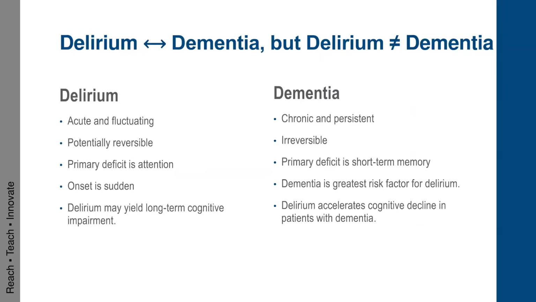Delirium has a more acute and fluctuating course. It's potentially reversible, related to some type of acute medical illness or medication. But dementia is chronic and persistent. It's irreversible. The primary deficit is short-term memory in dementia, whereas the primary deficit in delirium is attention. So many patients with significant levels of dementia will be able to attend and stay on task with you during testing, but patients with delirium will have impairments in their attention and thus will also have difficulties with memory because they're not attending to the task at hand.